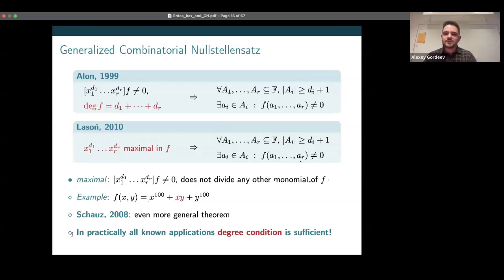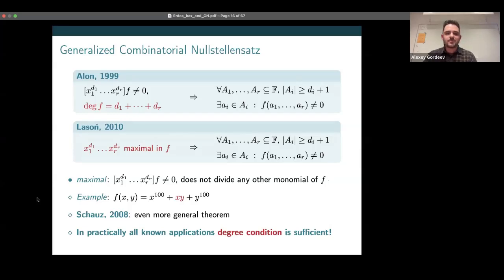Lasoń in his paper gave an example of a problem in which his theorem does the job, but Alon's theorem doesn't. But it was a problem designed to be this way. He designed the problem so that his theorem works and Alon's theorem doesn't. Again, today I will give you an example of an application where you really need this stronger theorem. The classical combinatorial Nullstellensatz is kind of useless in this context, which is interesting. It would be interesting to find more applications of the stronger theorem.